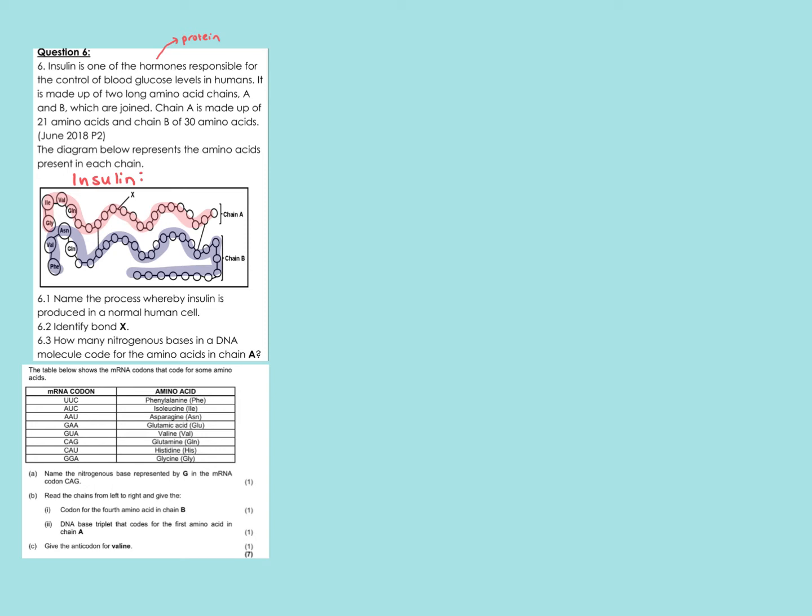Name the process whereby insulin is produced in a normal human cell. That's going to be protein synthesis because insulin is a protein. So 6.1, I'm already knowing the answer there, is protein synthesis.